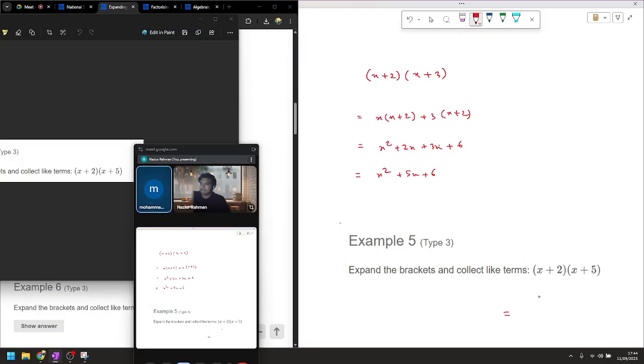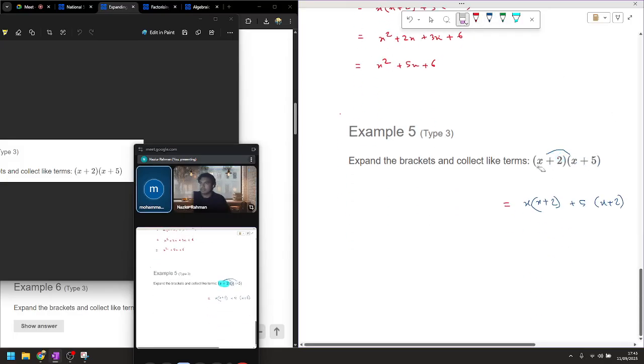X times 5. X times. So again, start off by just writing it as this entire thing times the two brackets, times the two terms, right? So we'll have this entire x plus 2 times x, and then we'll have the entire x plus 2 times plus 5. Okay? That's the first line.